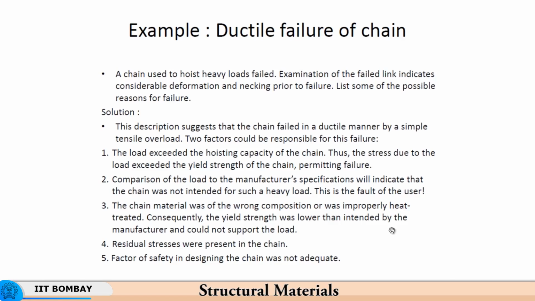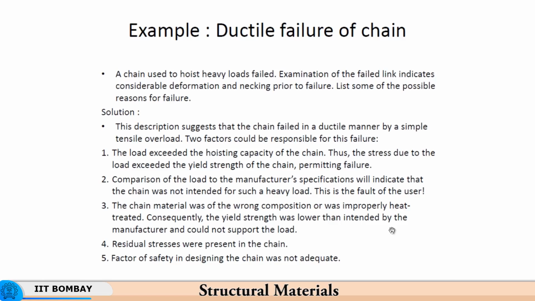So, the tensile overload is something that should have been avoided, but let us see the various possible causes rather than taking only one cause into account. The load exceeded the hoisting capacity of the chain, and therefore, the stress due to the load exceeded the yield strength of the chain, permitting failure. That is what I have just explained to you. That is quite an obvious conclusion, but this kind of overload failure can take place because of reasons which lie in the material itself.